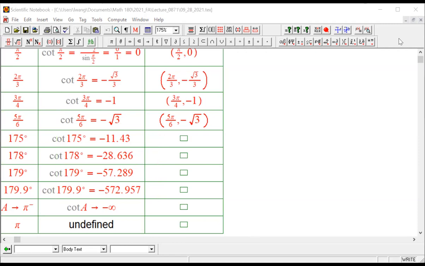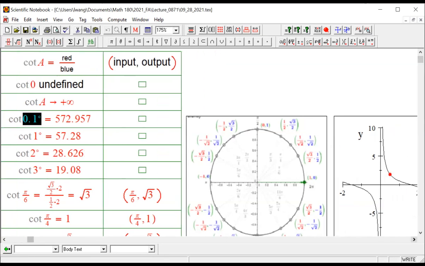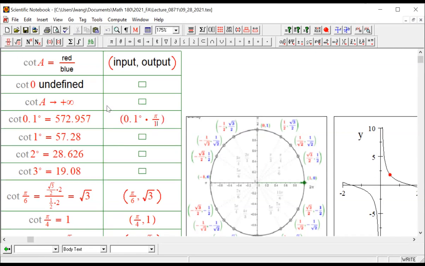I promise you guys we're going to review how to convert the degrees, because you cannot plot 0.1 degree on the curve. You have to convert 0.1 degree to radians, which means you multiply by pi divided by 180 degrees. The degrees cancel, so you just multiply the degrees by pi over 180. That's going to give you the radian.